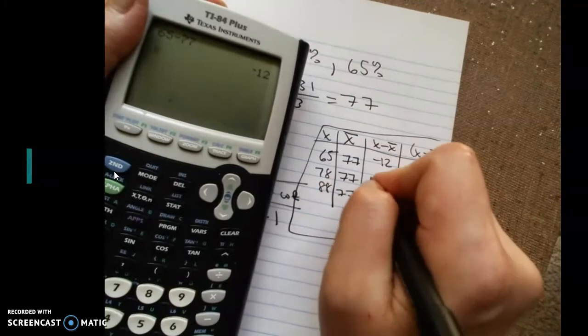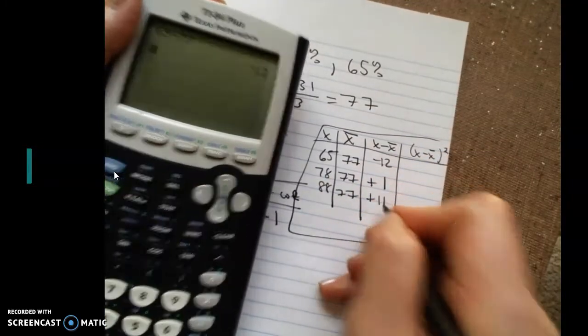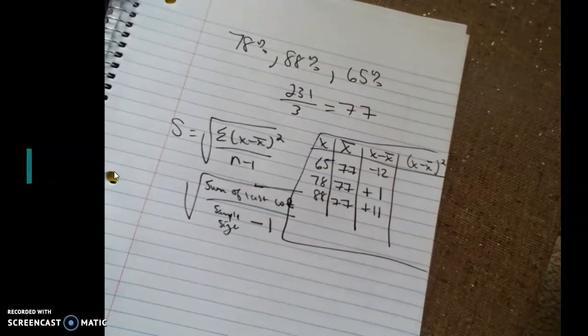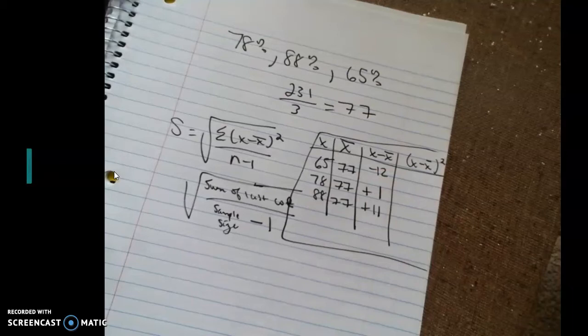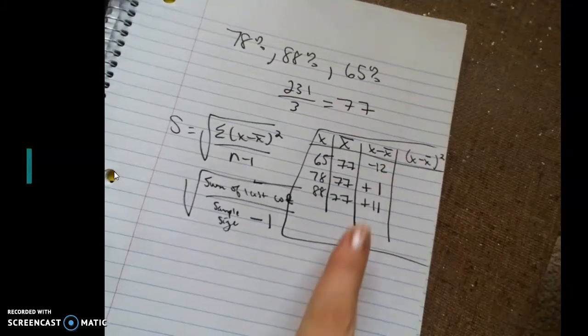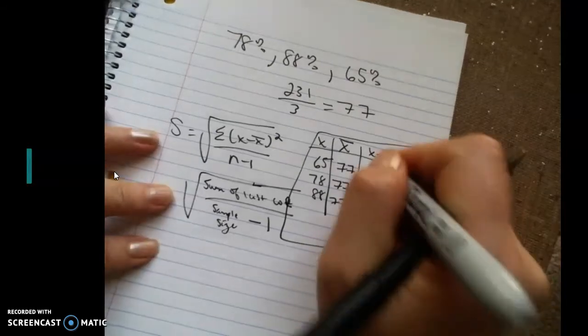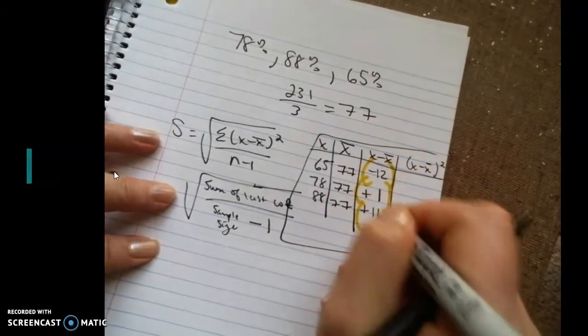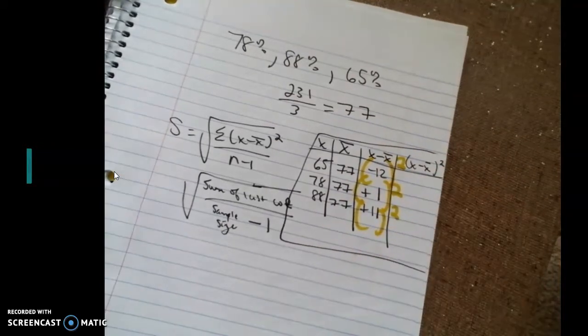78 minus 77 is a positive 1. 88 minus 77 is a positive 11. And note, these should add up to 0, because if I steal from my good grades to compensate for my bad grades, they should all zero out. That's not helpful with math. So now we're going to take all of these and square them, so that they're positive, okay?